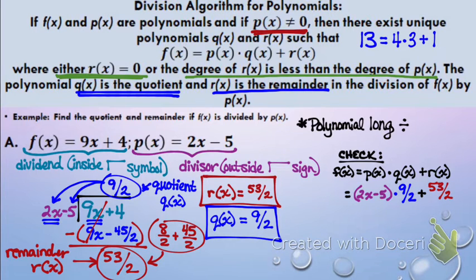So order of operations says I do my multiplication first. So I'm going to distribute 9 halves to both pieces here. What is 2x times 9 halves? 9x. What is negative 5 times 9 halves? Negative 45 over 2, plus my remainder of 53 over 2. So I've got these like terms to put together here.